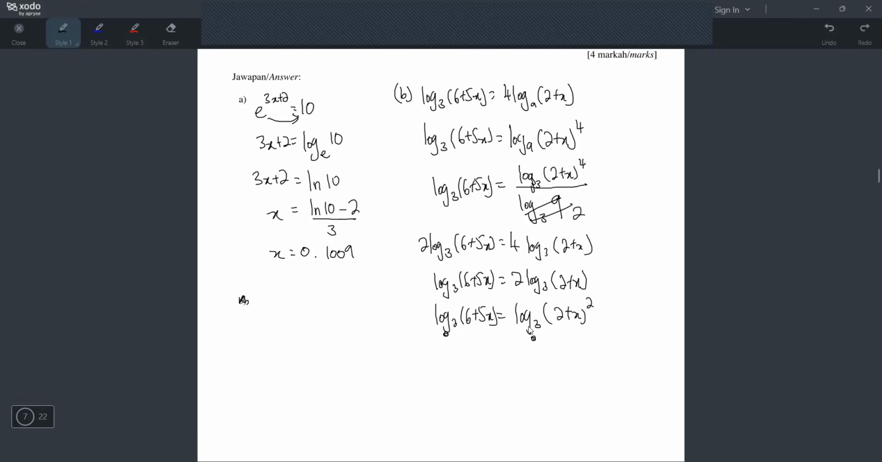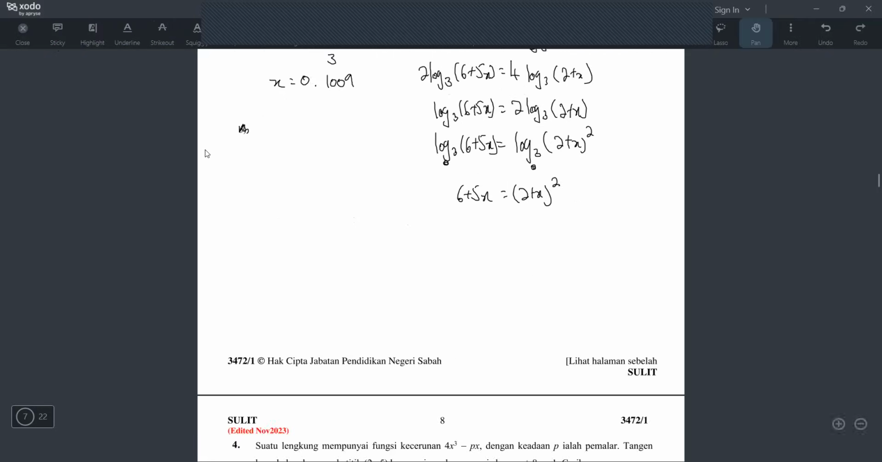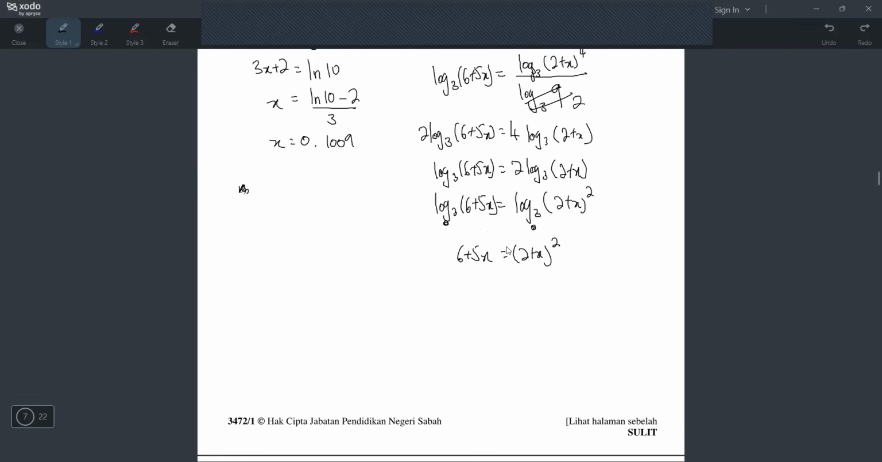And if the log base is the same, it means the expressions inside the log will be the same also. So it means 6 plus 5x equals (2 plus x) power 2, right? So I think this bracket can be erased. Okay, now we can solve for x. This is just like normal algebra. So what you do now is expand this. How do we expand (2 plus x) power 2? The fast way is to square the front, which is 2 square, get 4, and then front times back: 2 times x, which is 2x, times 2, which is 4x, and then the last step is the back square, which is x square. And then here it will just be 6 plus 5x.